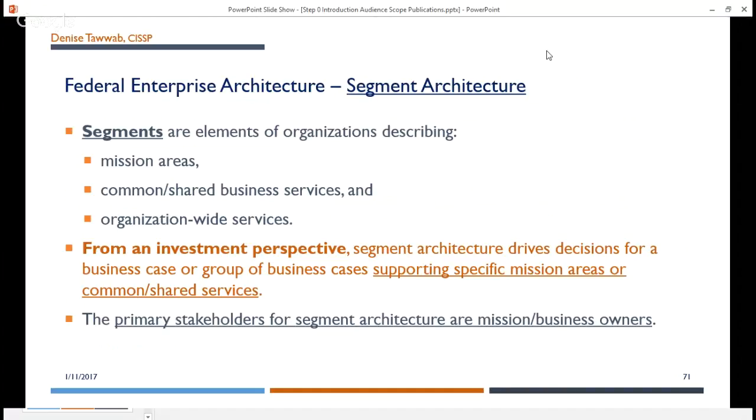Architecture segments are elements of organizations that describe mission areas, common shared business services, and organization-wide services. From an investment perspective, segment architecture drives decisions for a business case or group of business cases supporting specific mission areas or common shared services. The primary stakeholders for segment architecture are mission business owners.